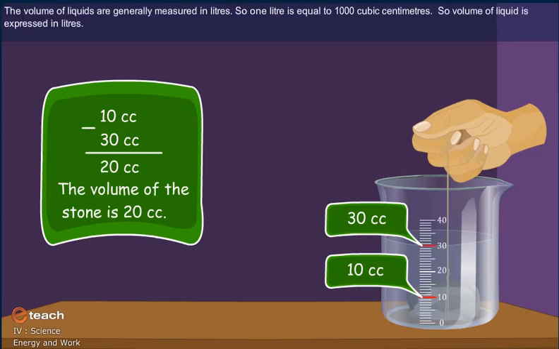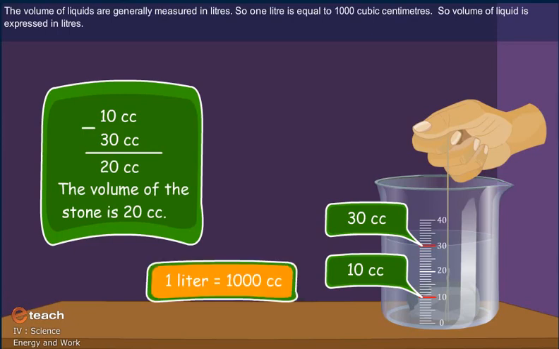The volume of liquids is generally measured in liters. So, 1 liter is equal to 1000 cubic centimeters. So, volume of liquid is expressed in liters.